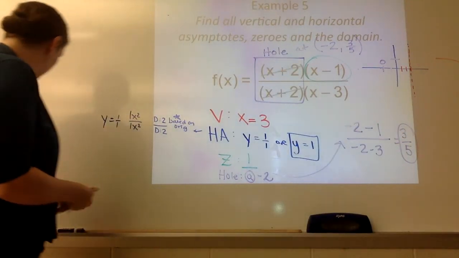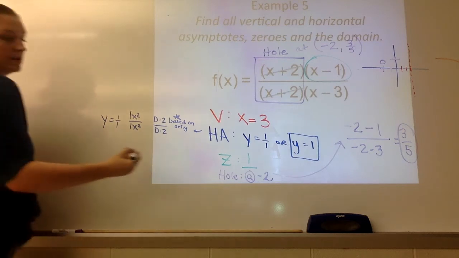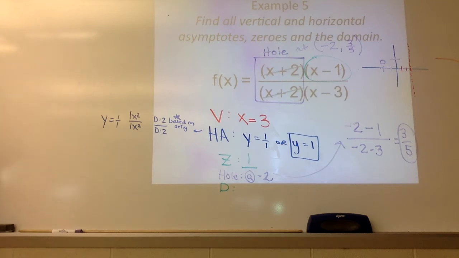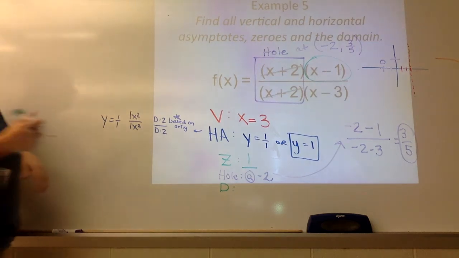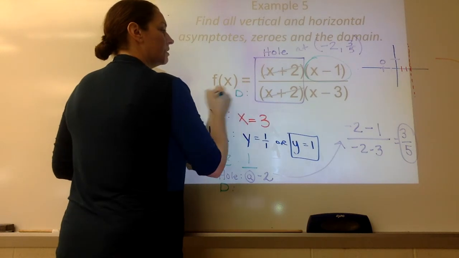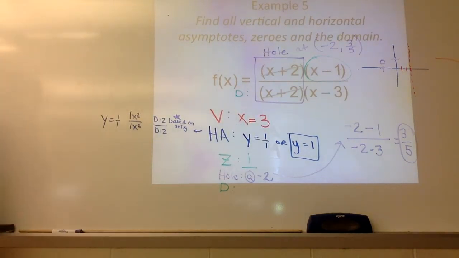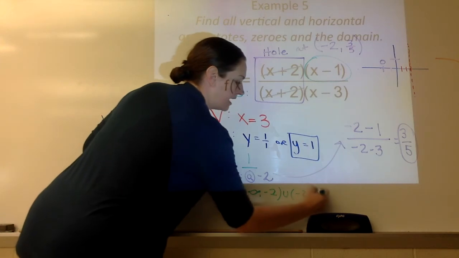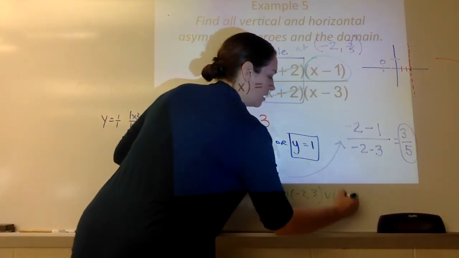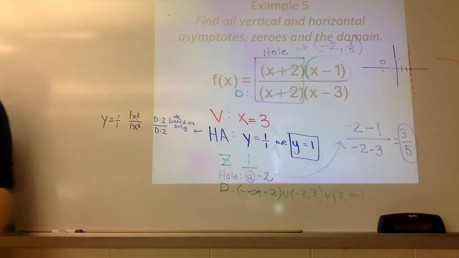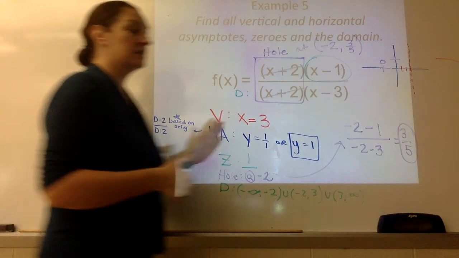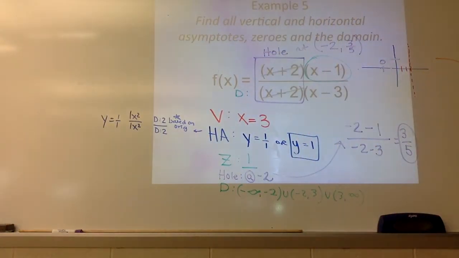Which means when I calculate my domain, so down here I can do my domain, I need to think about the fact that the hole does exist. So my domain is going to be all of this in the bottom. What are the values that x can never take on? -2 and 3. So my domain is -infinity to -2, -2 to 3, 3 to infinity. 3 separate regions separated by the breaks in the graph. 1 break at the hole, 1 break at the vertical asymptote.